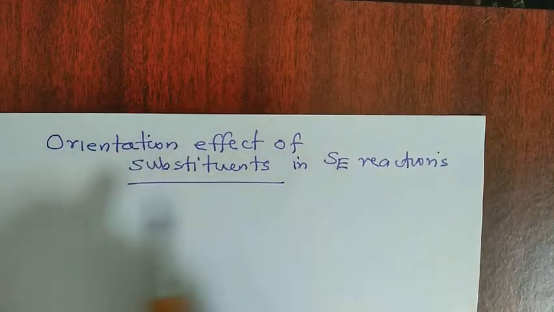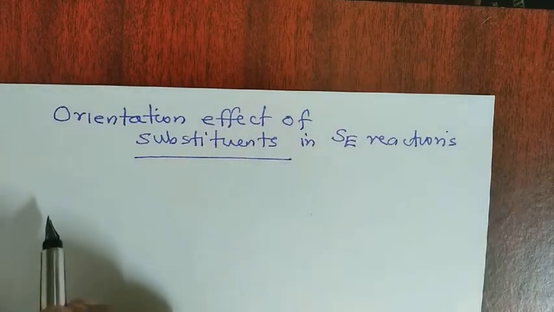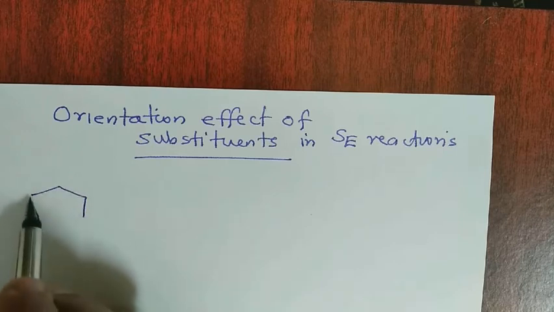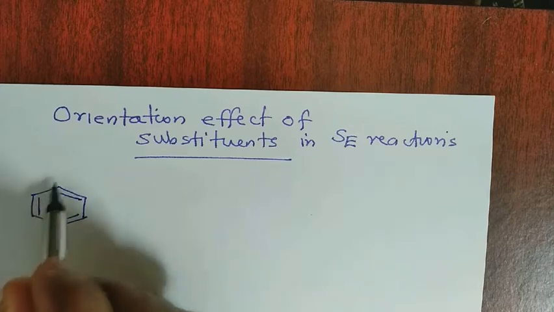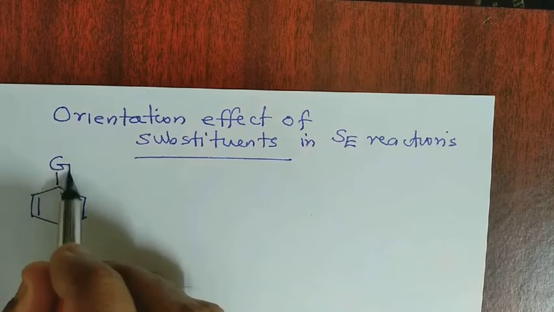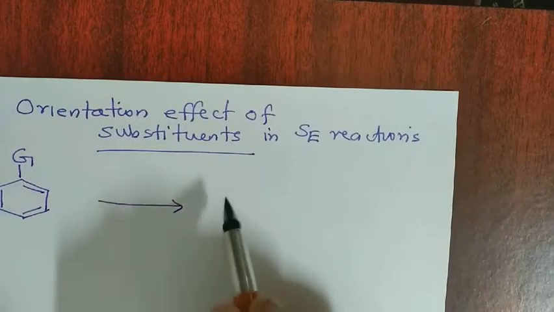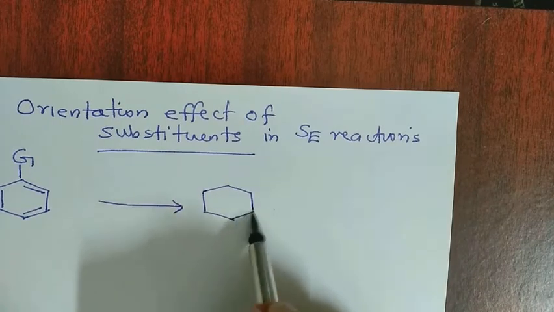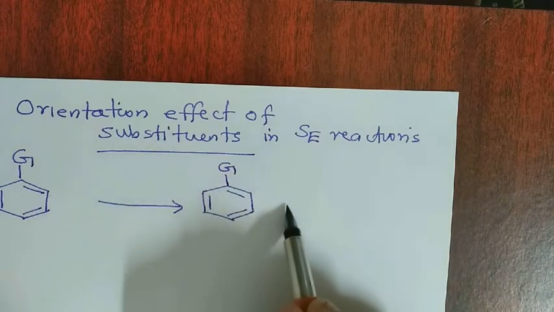Orientation effect of substituents in electrophilic substitution reactions. When a mono-substituted benzene is subjected to electrophilic substitution reactions like halogenation, nitration, sulfonation, etc., three isomeric substitution products are theoretically possible.